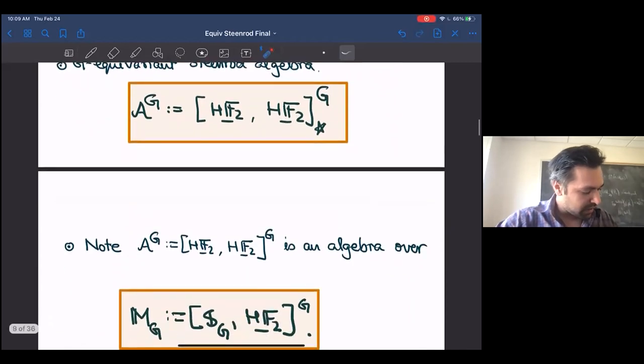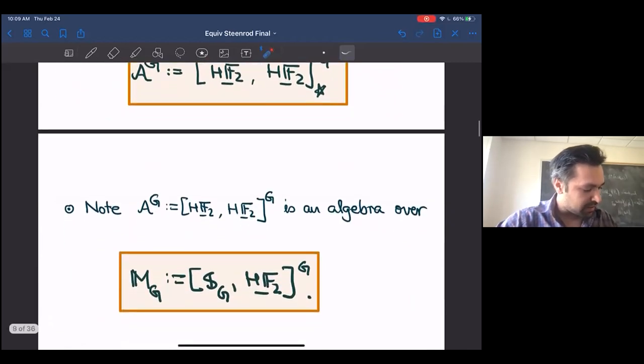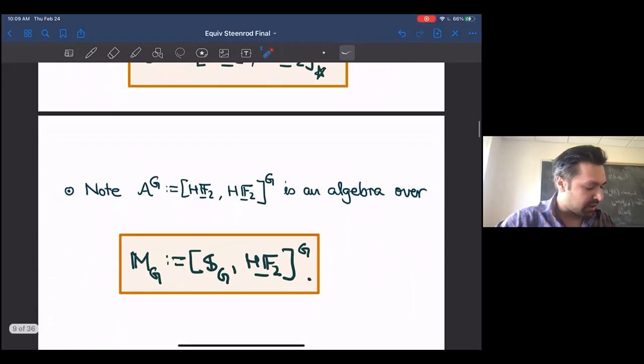So before I go further, I just want to point out a couple things. One is that the G-equivariant Steenrod algebra is an algebra over the homotopy groups of the Eilenberg-MacLane spectrum, which I would denote by MG throughout this talk.